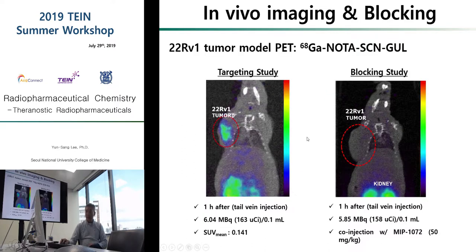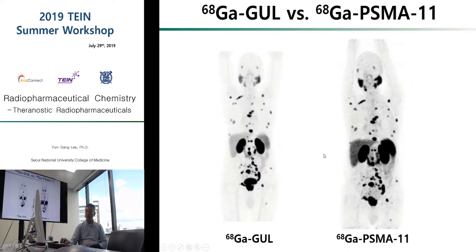So we did an animal model study. You can see the efficacy of this compound. And finally, we did a comparison study with PSMA-11 in India. Same patient, with a one-day interval. They used gallium PSMA-11, and then made an image with the gallium-labeled version of our own compound. Almost the same pattern, but with slightly lower background than PSMA-11.